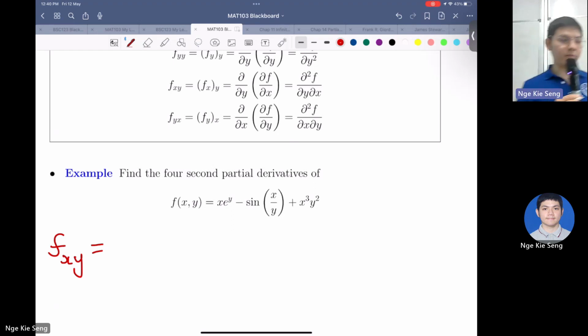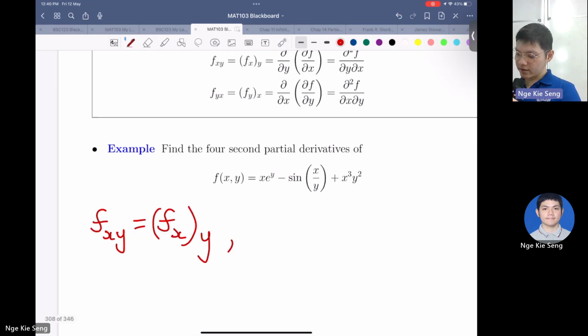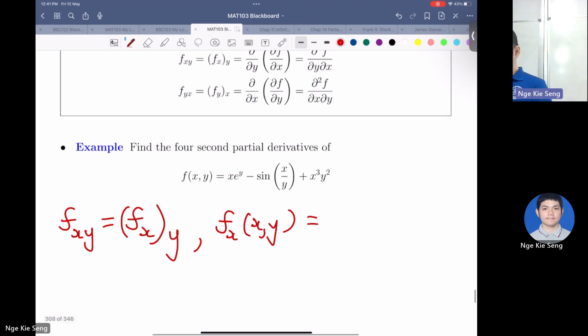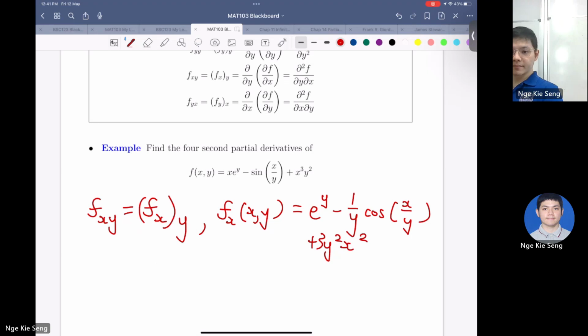So first step, what we do, maybe I just pass this. Please sign the attendance. So what's the definition here? By definition, fxy is fx differentiated with respect to y. So this means we need to compute what fx is first. So we need to differentiate with respect to x. What do you get? You need to treat other variables as constants. So other than x, you get e to the y for the first term, and then you get minus 1 over y plus x over y. The next one you get is y squared times 3x squared. Is that right? Okay.